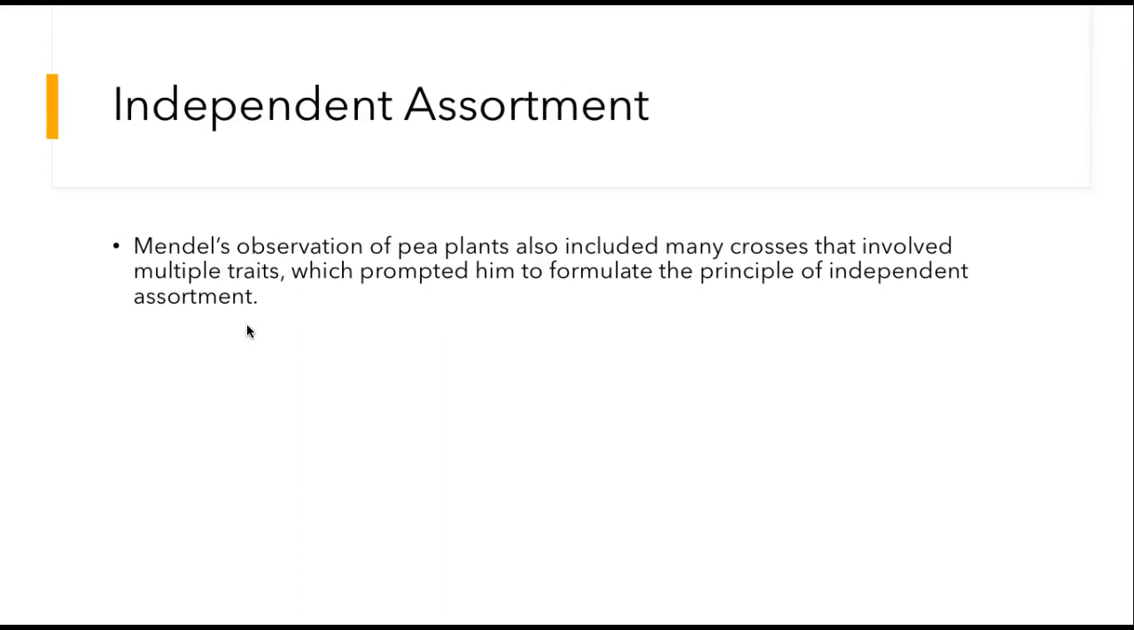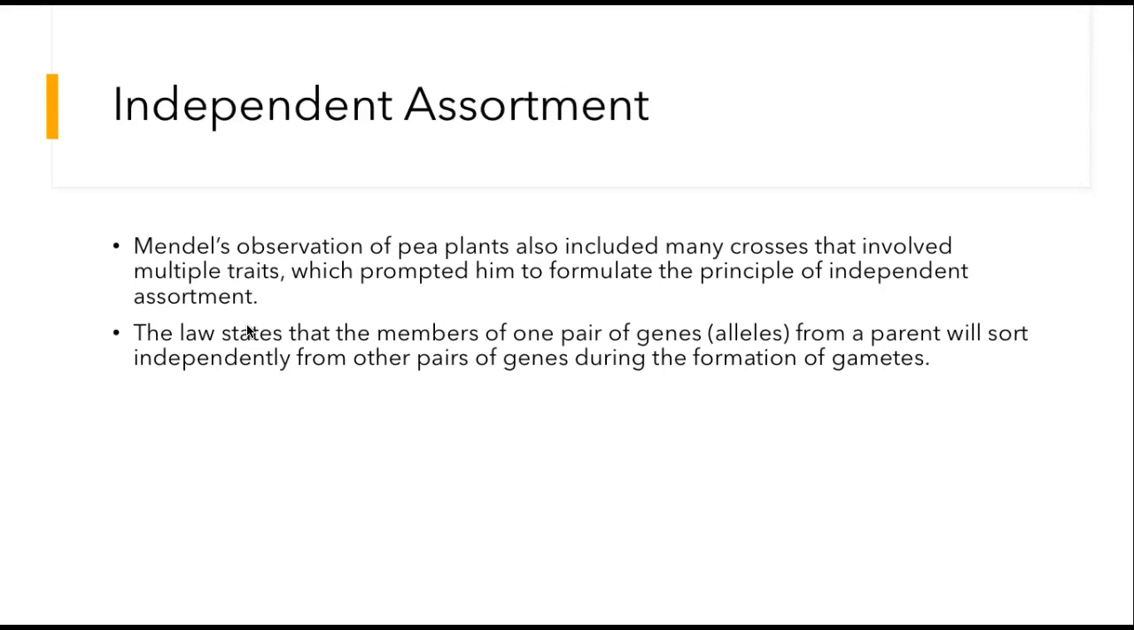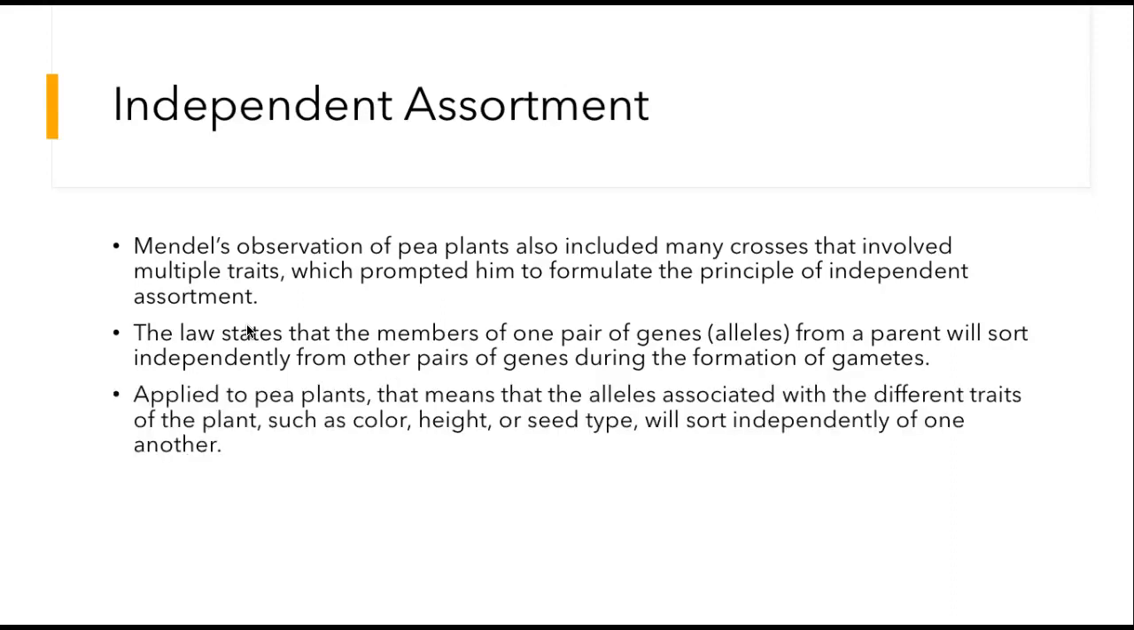And so basically this prompted him to formulate the principle of what is called independent assortment. The law of independent assortment shows that members of one pair of genes, which are the alleles from a parent, will sort independently from other pairs of genes during the formation of gametes. And what that means is the tall gene and the purple gene don't have to go together. They can go in separate gametes. And this is really, really good. This works really well for pea plants because they have color, height, seed type, and those things all do sort independently of one another.